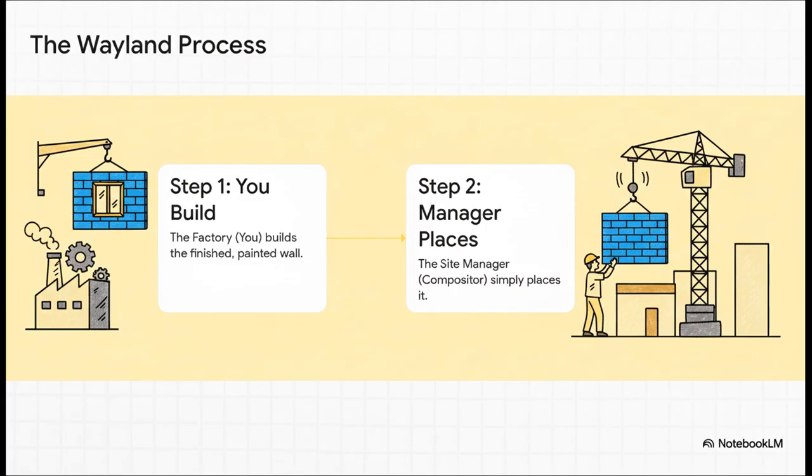In the Wayland model, you, the application or the factory, you do all the work yourself. You build the wall, you paint it blue, you install the window, it's completely finished. Then you just ship that finished product over to the site manager or compositor, whose only job is to take your finished piece and just crane it into place. We go from a 4-step mess to 2 simple steps. It's direct, it's simple, and it's incredibly efficient.